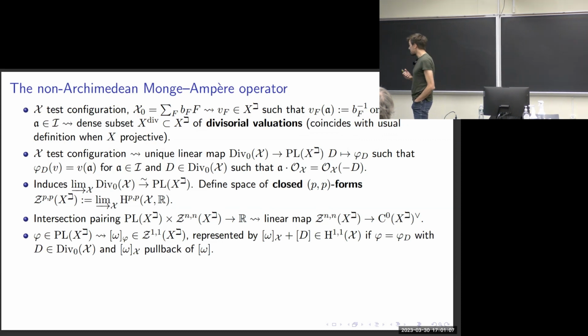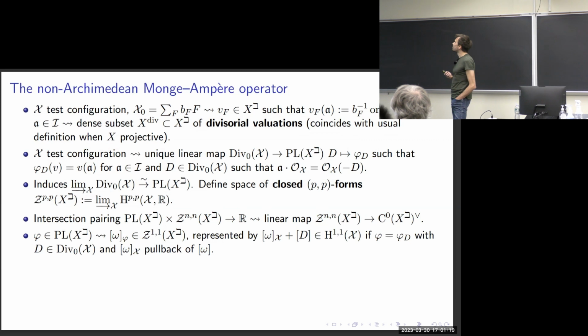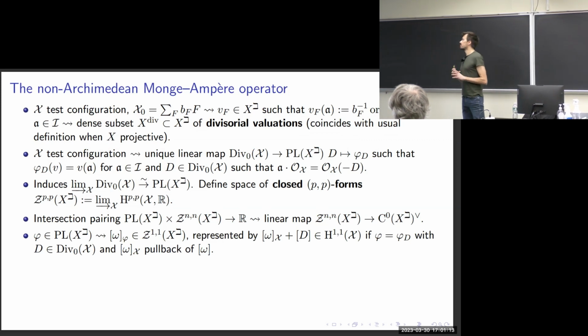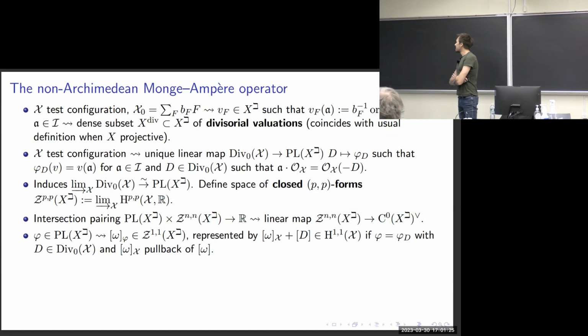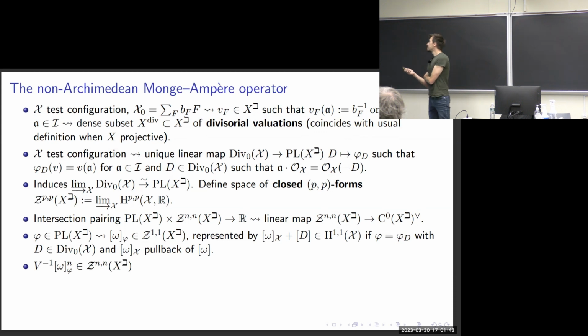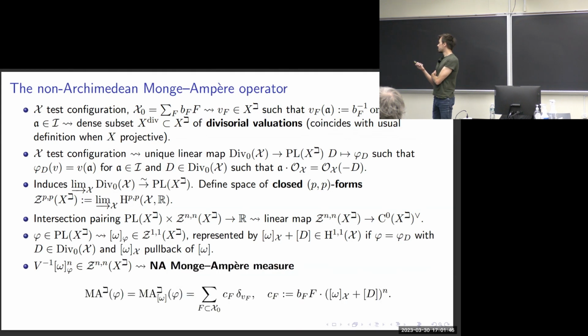So now you start with some PL function, and you attach to it a closed 1-1 form omega_phi, with brackets: bracket omega is the class of omega. And this 1-1 form is represented by some 1-1 class on some test configuration, which is by definition the class omega_X. So you pull back omega to the test configuration, and you add to it the class of the divisor that represents phi. And now you can take the nth power of that. So you get some closed NN form. You divide by the volume, and that defines a measure. And that's the non-Archimedean Monge-Ampère measure, MA^beth of phi.